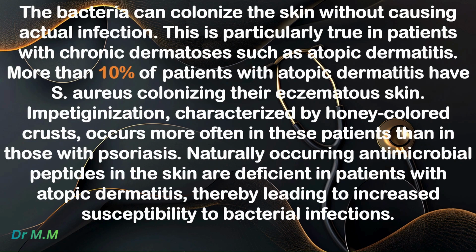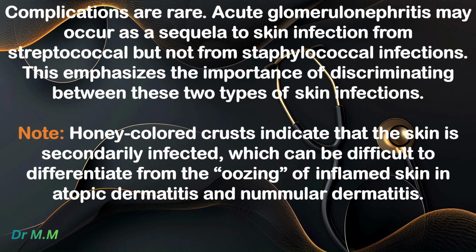This is particularly true in patients with chronic dermatoses such as atopic dermatitis. More than 10% of patients with atopic dermatitis have S. aureus colonizing their eczematous skin. Impetigenization, characterized by honey-colored crusts, occurs more often in these patients than in those with psoriasis. Naturally occurring antimicrobial peptides in the skin are deficient in patients with atopic dermatitis, thereby leading to increased susceptibility to bacterial infections. Complications are rare.